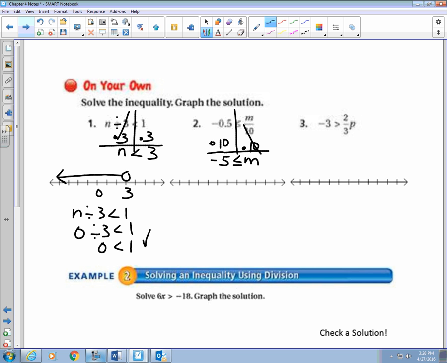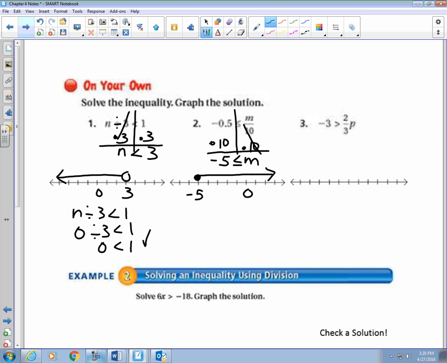Now to graph this, we should remember that we should read it from the variable towards the number. So when I read that, I say m is greater than or equal to negative 5, and that helps me to graph it better. So I need a 0 reference point, and I need a negative 5 on my number line. And it says m can be equal to negative 5, so that's going to be a closed circle. And if I read it the way I did before, m is greater than or equal to negative 5. m can be greater than as well, so that's any number to the right of negative 5 makes it true.